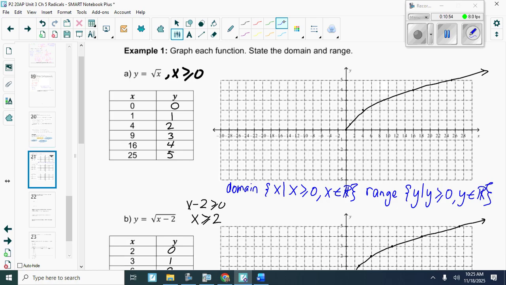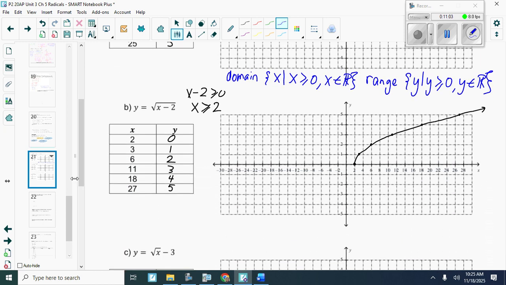Because there's a restriction in x, and then due to the nature of the question, there's also a restriction in our range. Now we've just shifted over 2 units, and that affects our restriction, which affects our domain. So the domain here is x such that x has to be greater than or equal to 2, where x belongs to real numbers. And our range is the same as before. y such that y has to be greater than or equal to 0.